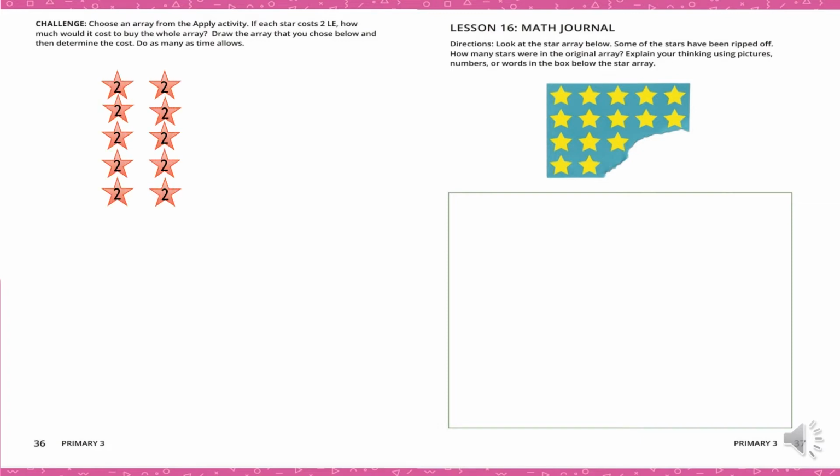Okay, here's our array. In this array, each one star costs 2 LE. Its price 2 LE. To find the total cost, we want to know the total number of stars. The total number of stars here, I can say they are 2 columns, and in each column I have 5. So 5 plus 5 equals 10 stars. So all of these stars are 10 stars, and each one star costs 2.